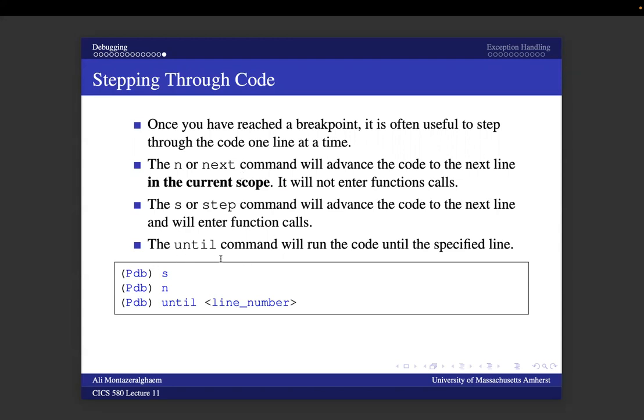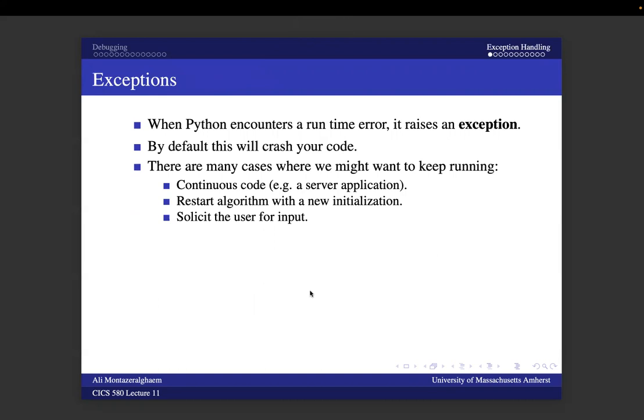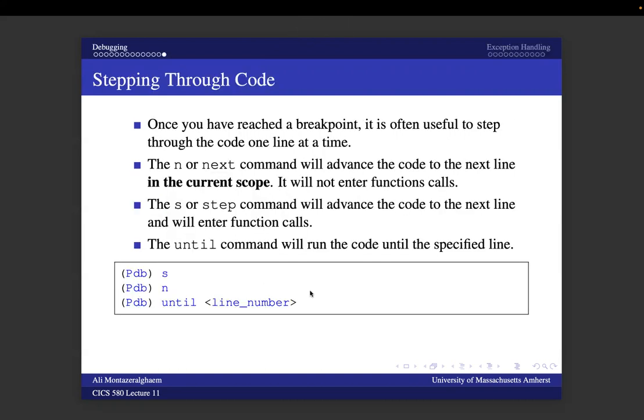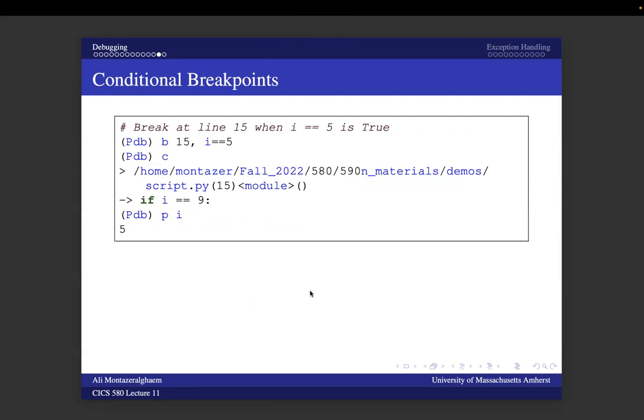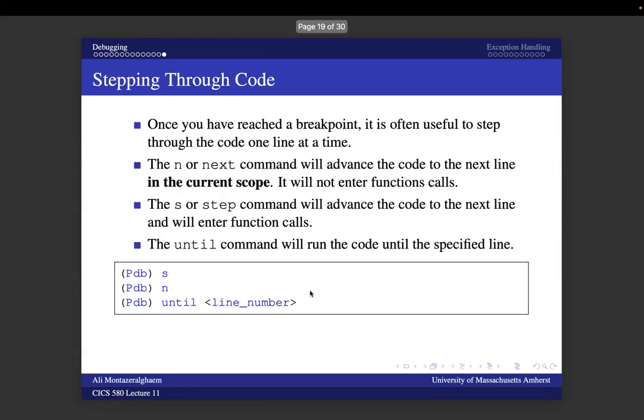Another useful command is the until command. It will run the code until the specified line. For example, if you have until 20, the program continues running until line 20. So these are some useful hints for debugging code in Python that I want to mention.